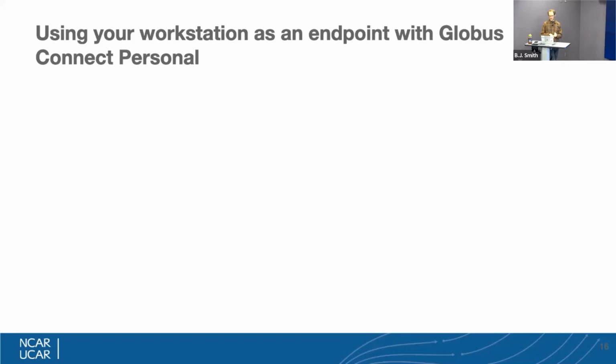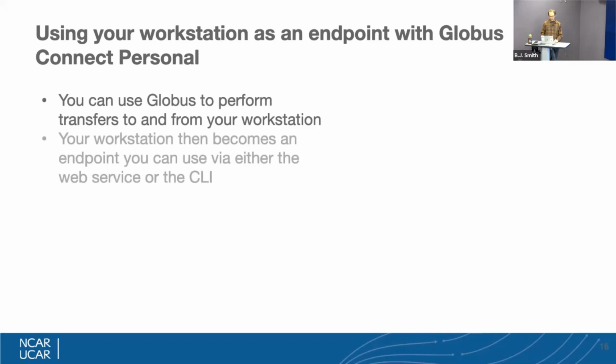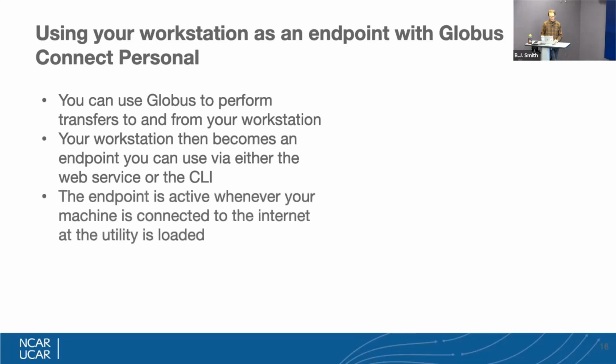Whenever that's active and whenever your workstation is powered up and connected to the internet, it will show up as an endpoint that you've named in the Globus service. And you can access that via the web. You can access it via command line, any of the normal ways you would go. So again, your workstation becomes an endpoint that you can use for transfers with any other endpoint. And it's active whenever you're connected.